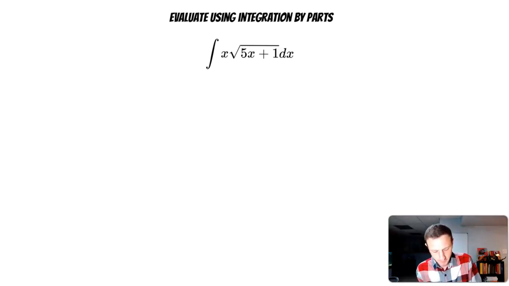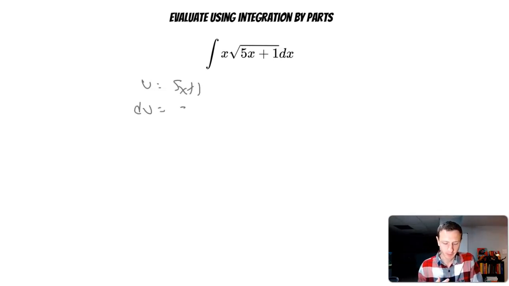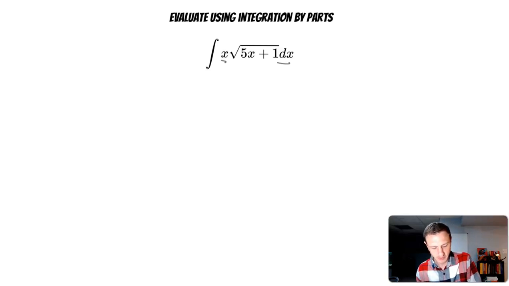Like you would want to set some u equal to probably 5x plus 1, and then you take du equal to the derivative of 5x plus 1, which is 5 dx. Doesn't work. So that's why we're using integration by parts here, because the substitution does not substitute out, because we have that x there. So that's a problem. Okay. So we're going to use integration by parts.